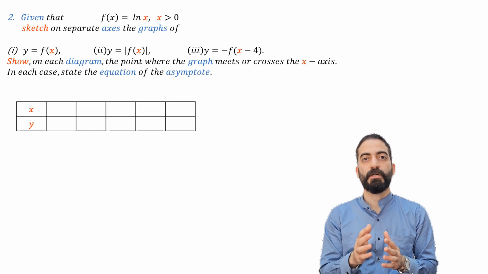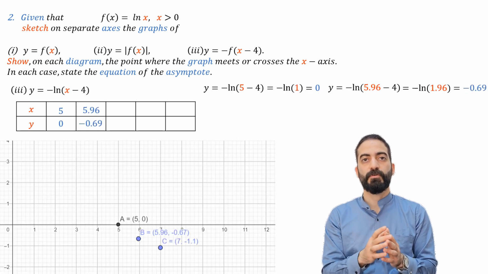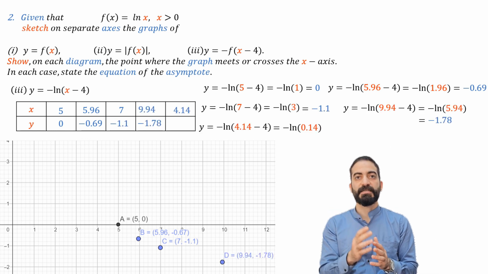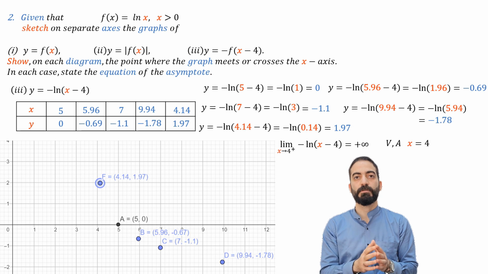Now we come to y equals minus ln (x minus 4). We do the same thing. We choose points randomly like this. We also have the limit of minus ln (x minus 4) when x tends to 4 plus equals plus infinity. This means that x equals 4 is a vertical asymptote. And now we connect the points together to get the graph.